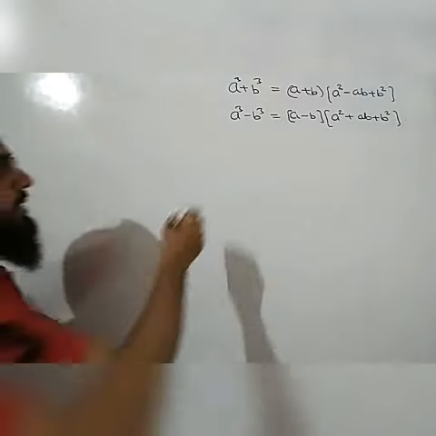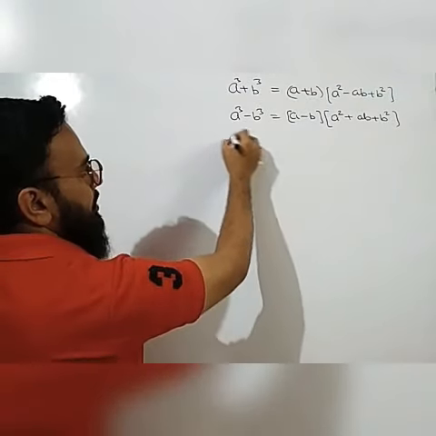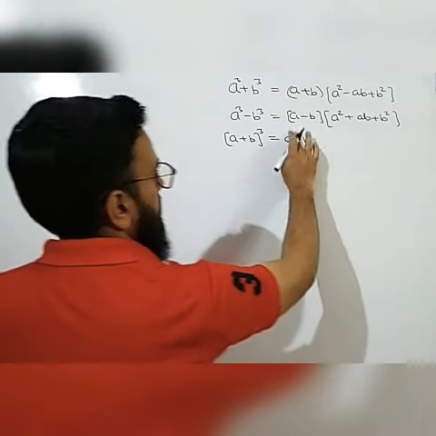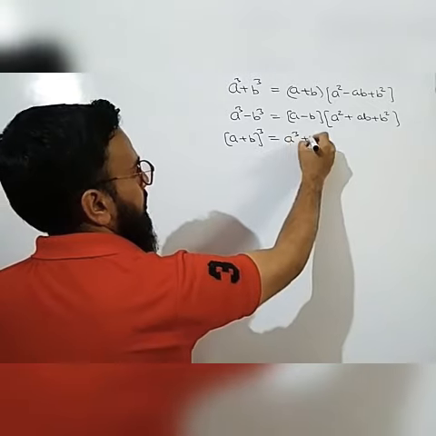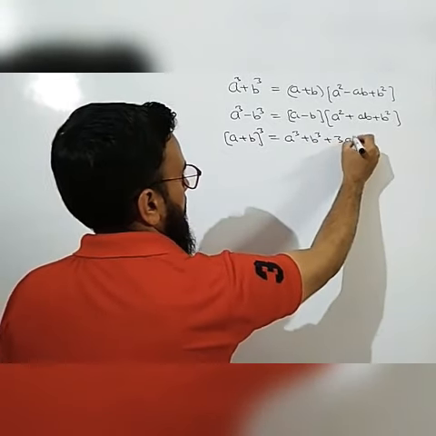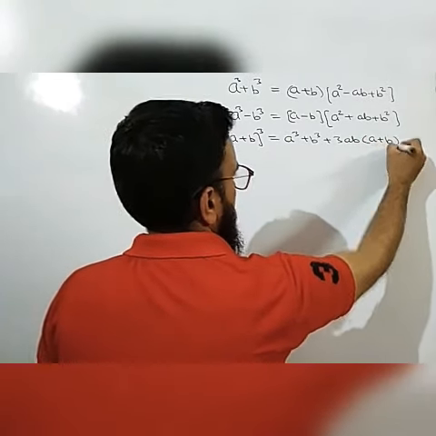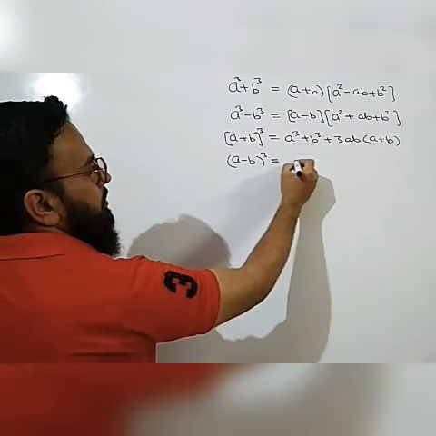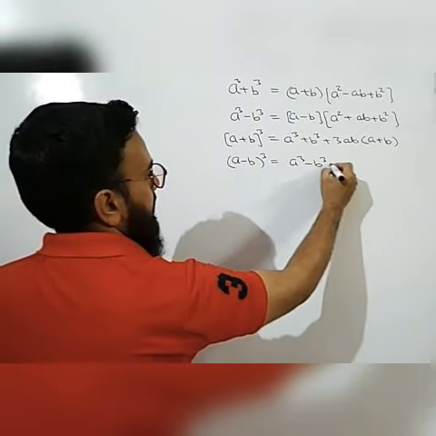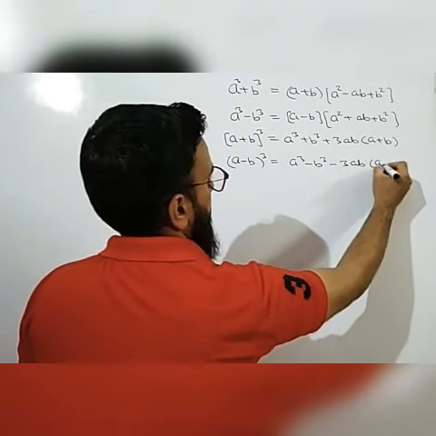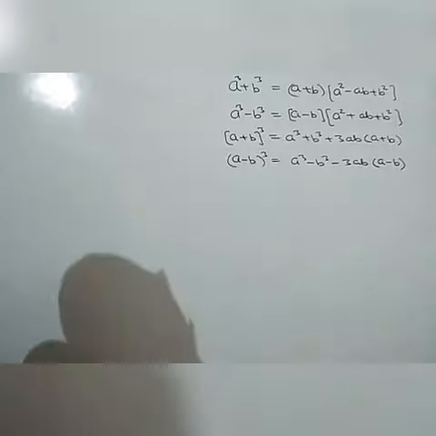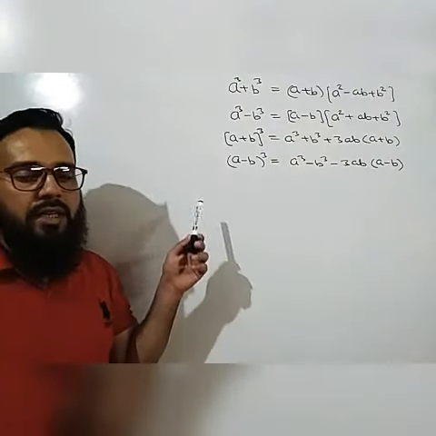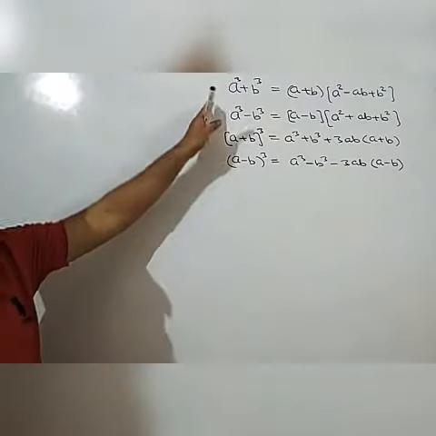The third identity is a plus b whole cube, which is equal to a cube plus b cube plus 3ab into bracket a plus b. And the fourth identity is a minus b whole cube, which is equal to a cube minus b cube minus 3ab into a minus b. So these four identities we have already discussed. Now we are coming to factorization by using these identities.